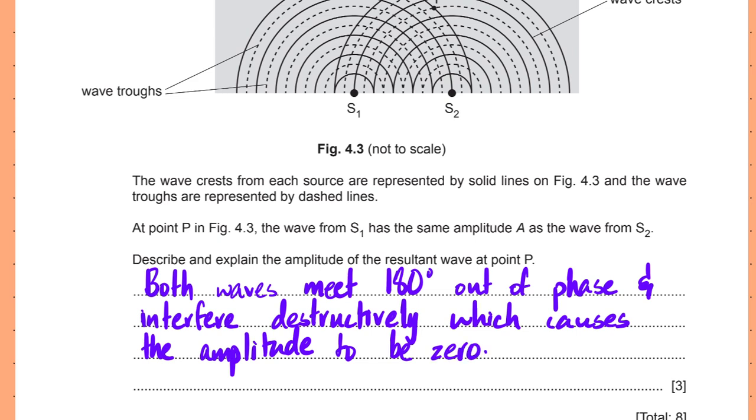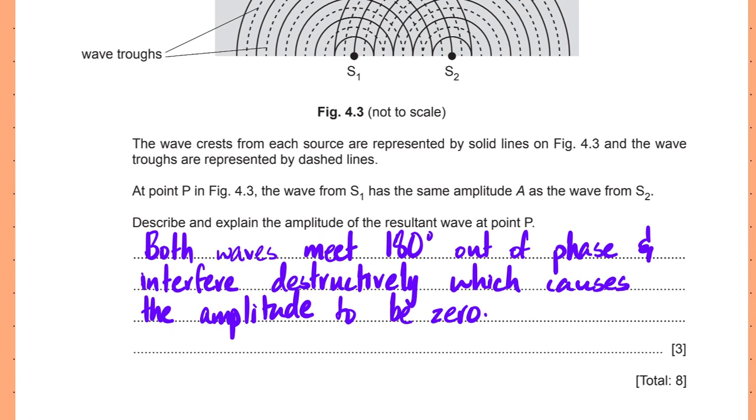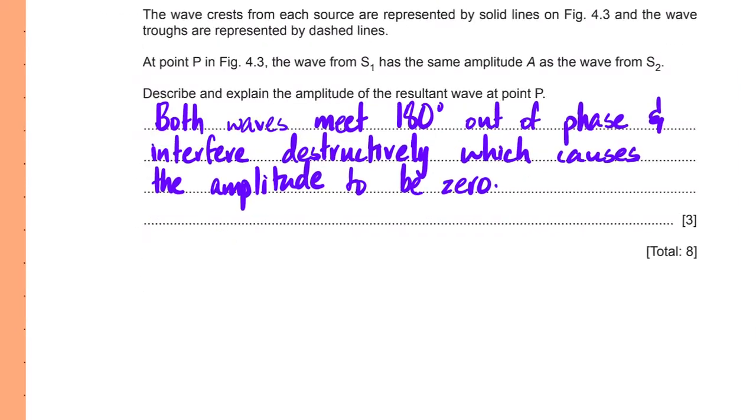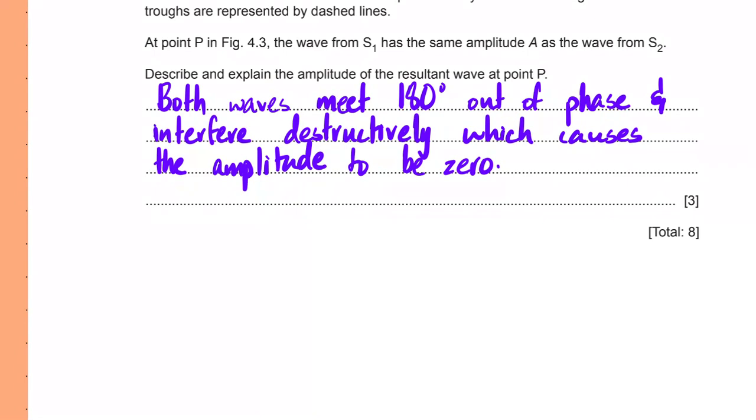All right, but don't just write cancel each other out. You'll have to explain this in technical terms, such as 180 degrees out of phase, or you can say in antiphase, and they interfere destructively, right? So you have to say this, and then you also have to say finally that the amplitude is 0.